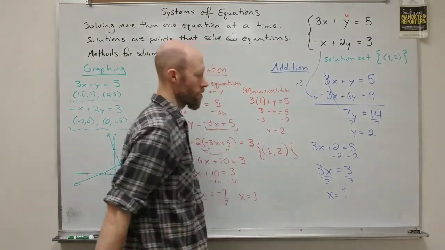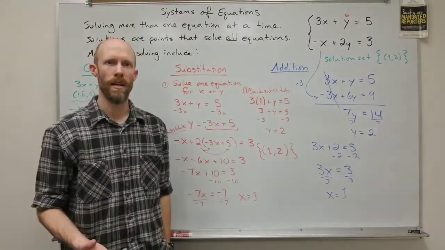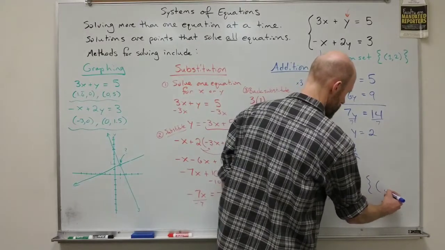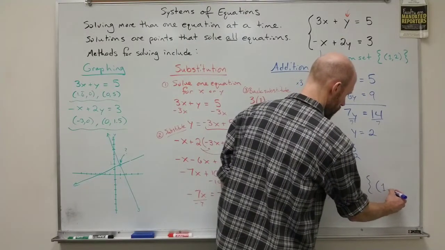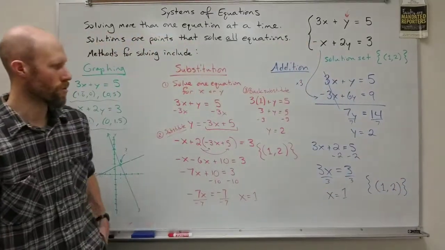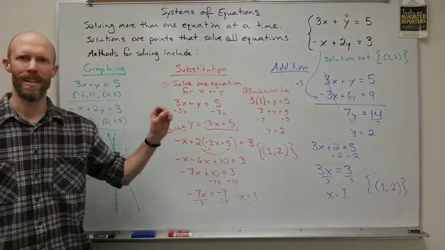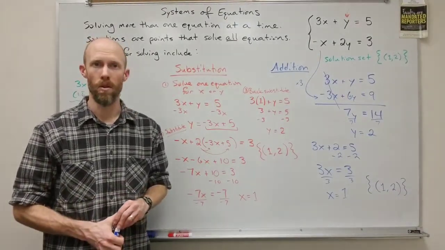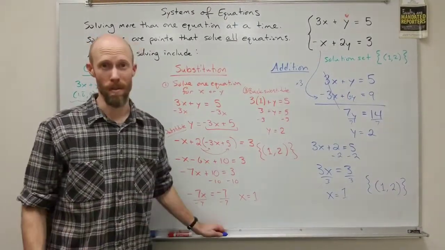And sure enough, 3 over 3 is 1. And so again, I can verify that my solution set is the set containing the point (1, 2). All right, so in all 3 cases, I get the exact same solution of (1, 2). And that verifies that I must be doing something right.